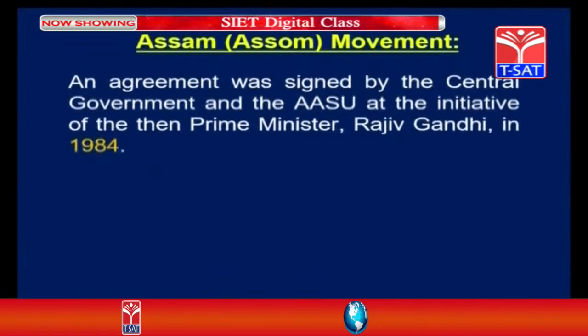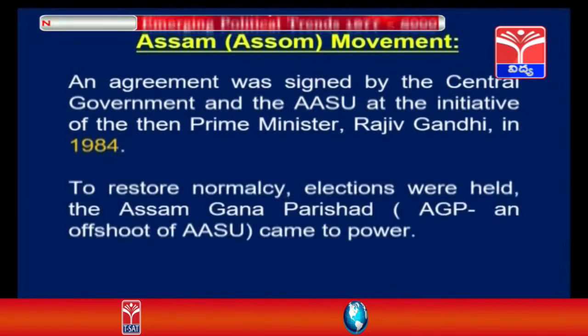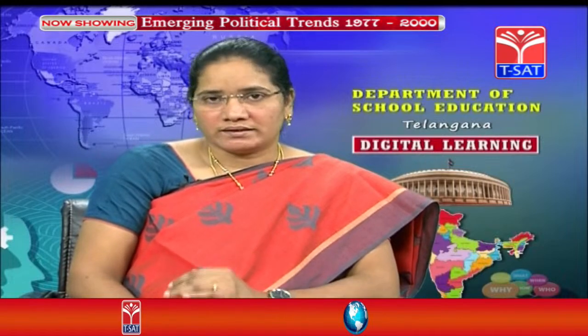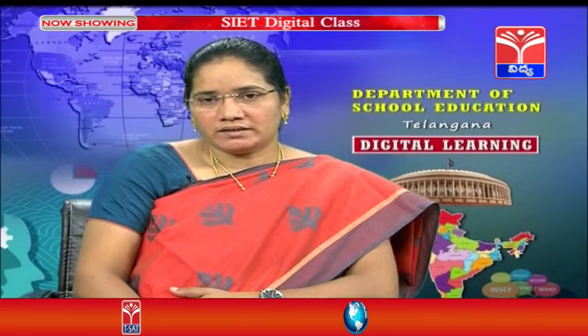Finally, an agreement was signed by the central government and the AASU, All Assam Students Union, at the initiative of Prime Minister Rajiv Gandhi in 1984. To restore normal conditions, elections were conducted. In these elections, the Asom Gana Parishad, AGP, an offshoot of AASU, meaning a political party formed from the All Assam Students Union, won the elections and came to power in Assam.